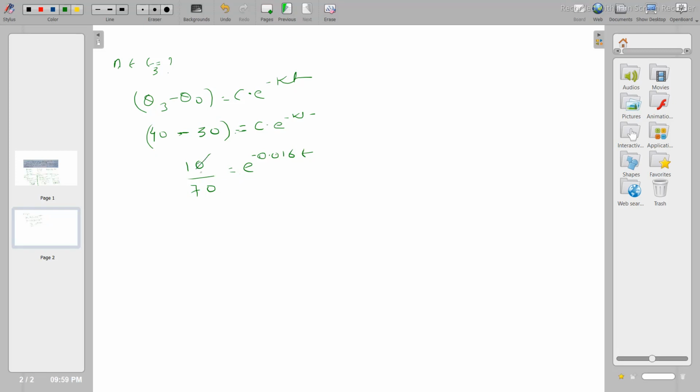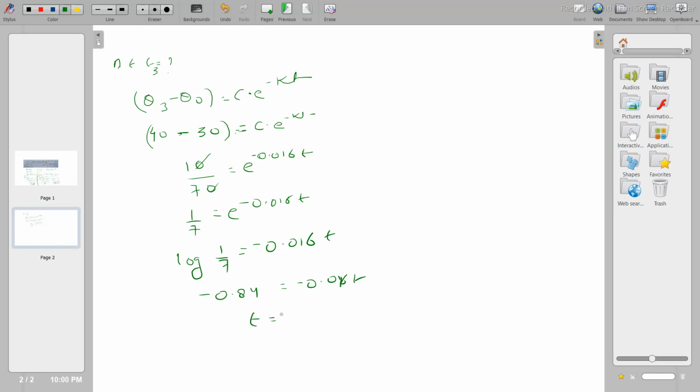0 will cancel. Moving further, 1 by 7 is equal to e power minus 0.016 t, and if we remove the e here, log will come here. Log 1 by 7 is equal to minus 0.016 t. Now we get log 1 by 7 is equal to minus 0.84, approximately. It's minus 0.016 t.